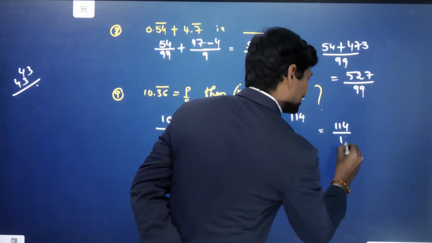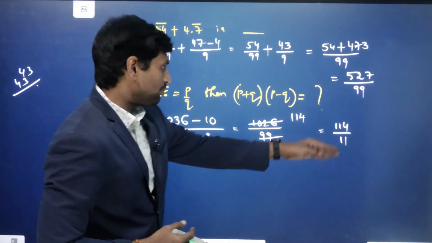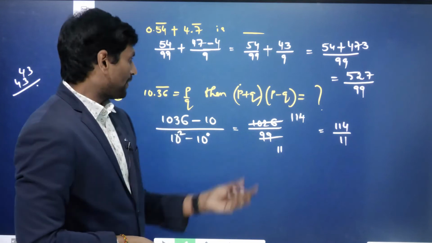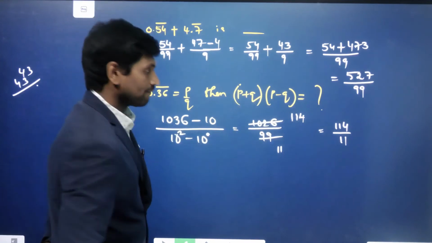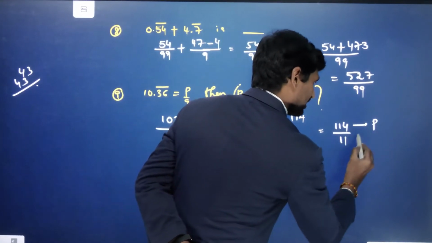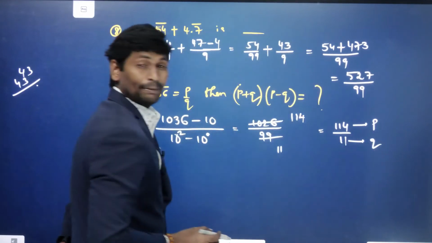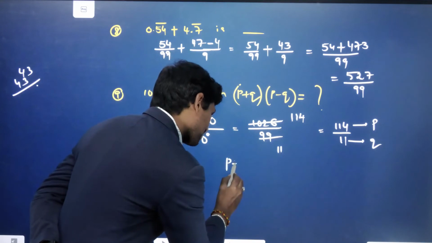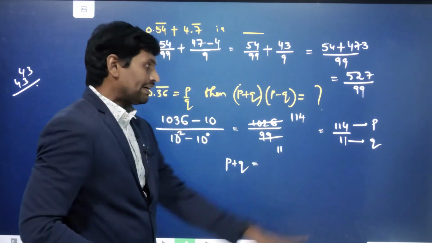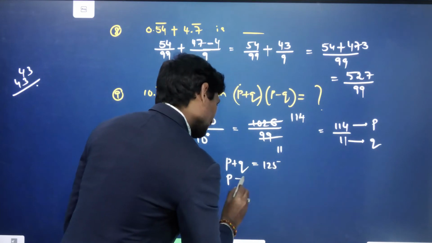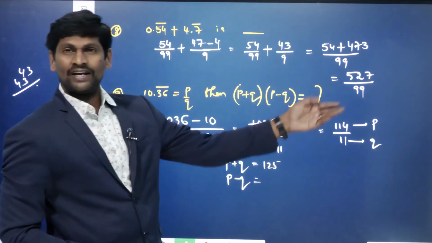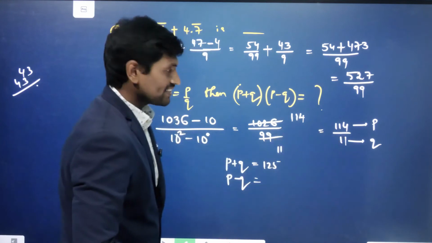114 by 11. 11 is a prime number. So 11 table 114 won't come. So P value is 114. Q value is 11. So this is P and this is Q. So P plus Q value. What is P plus Q? Add both of them. 114 plus 11, 125. P minus Q value, 114 minus 11.